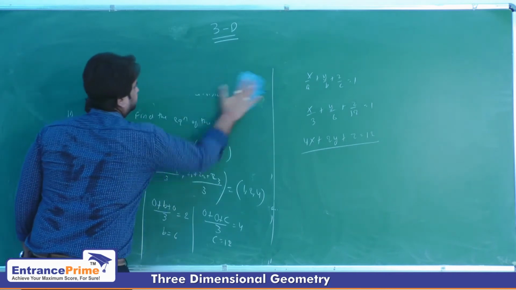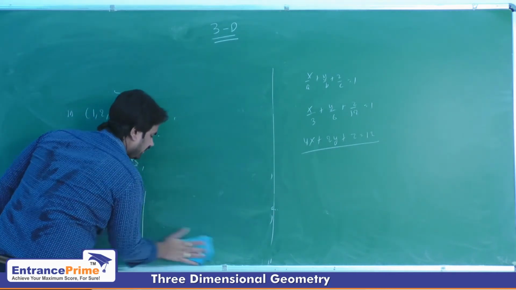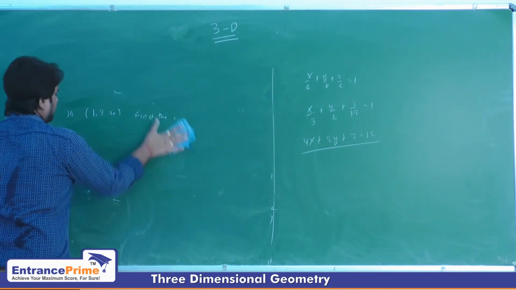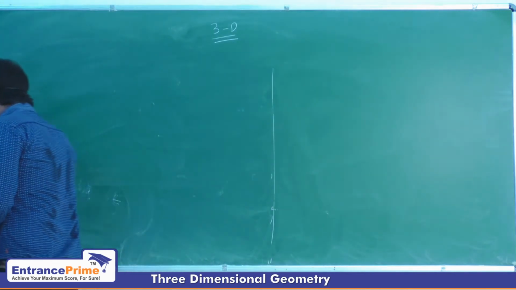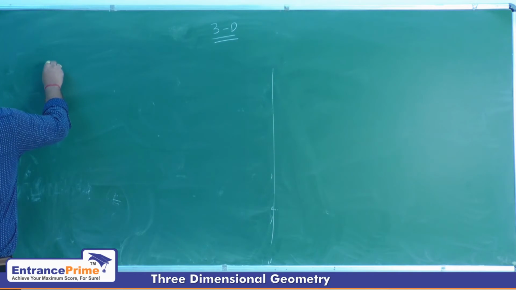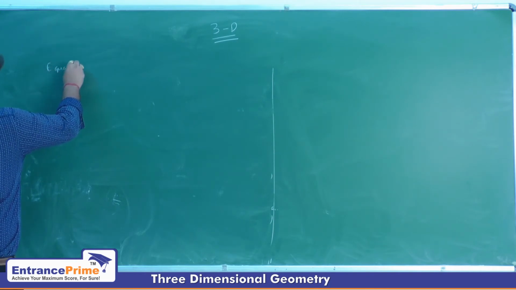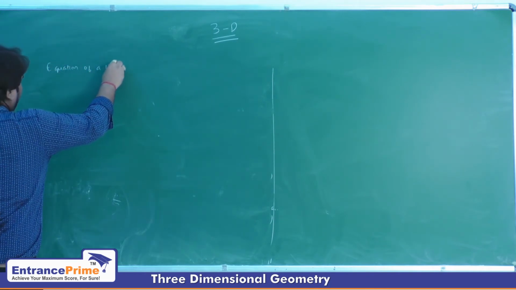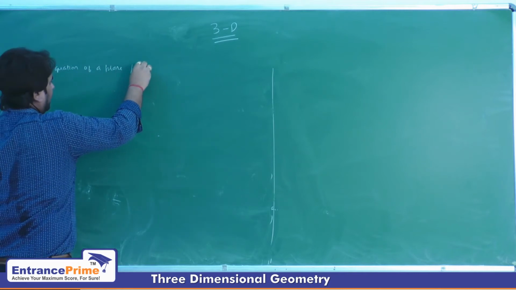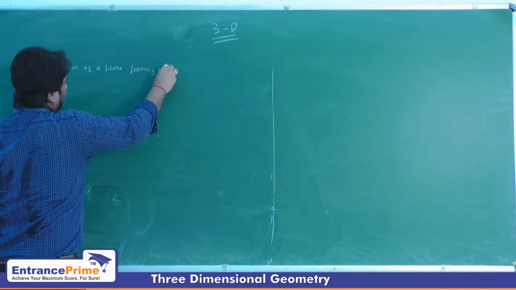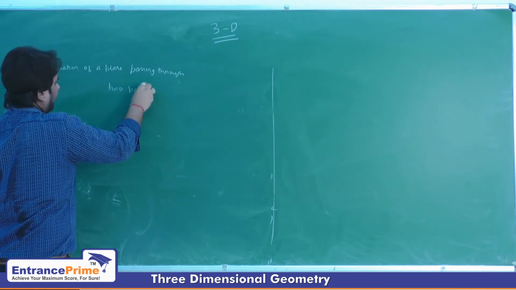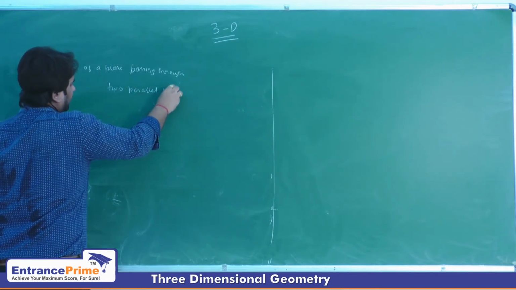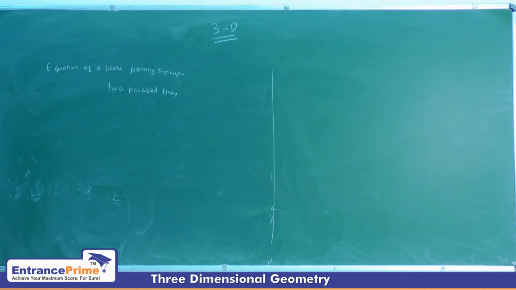Next, equation of a plane passing through two parallel lines. Equation of a plane passing through two parallel lines.